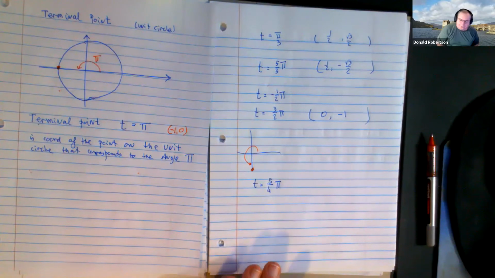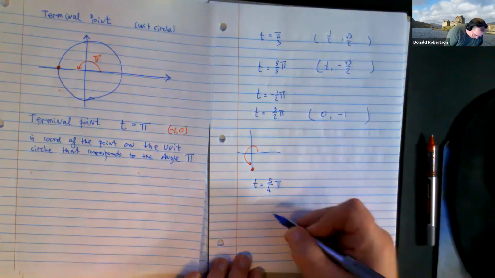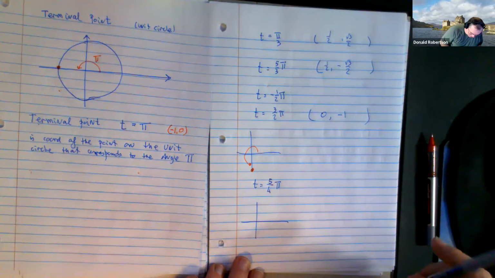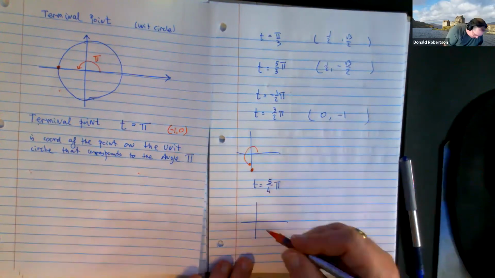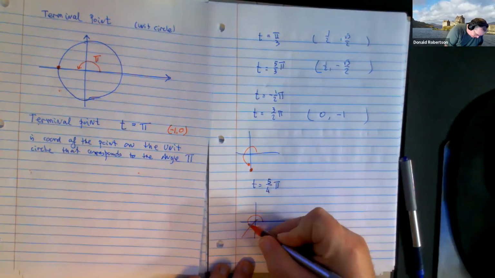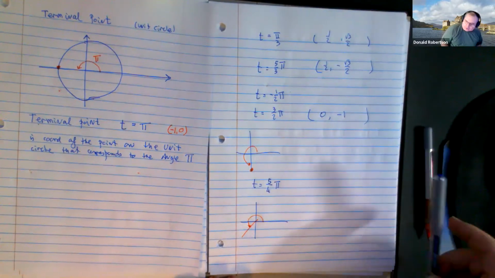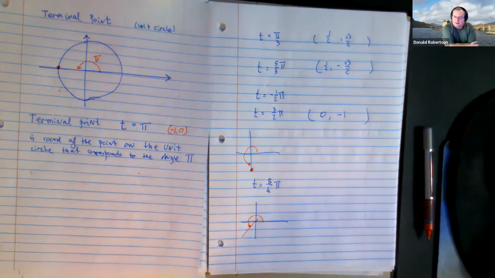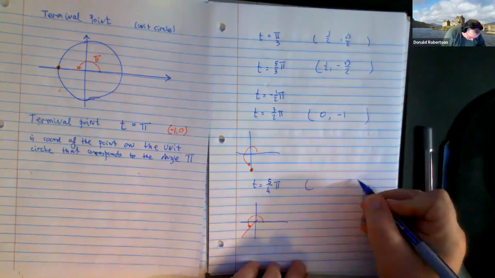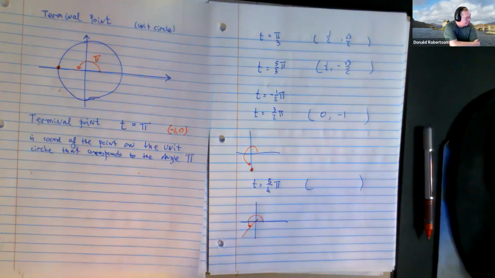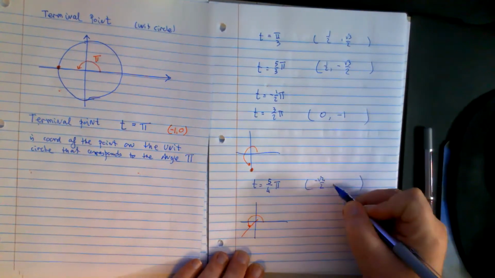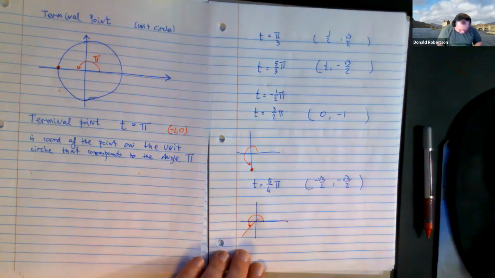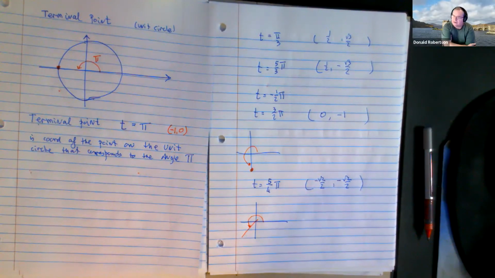5/4 pi. Can anybody tell me what quadrant 5/4 pi is? The third. So it's over here somewhere, right? So on your unit circle, shouldn't you be able to find that guy? What are the coordinates of 5/4 pi? Negative square root 2/2, comma, negative square root 2/2. And if you've all got your unit circle in front of you, can't you verify that?